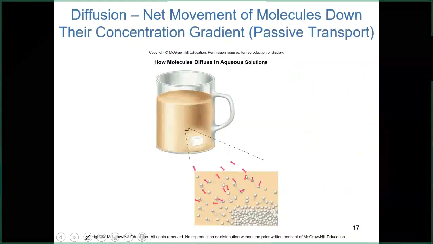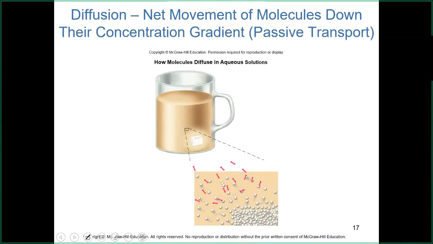So this shows how passive transport works. This is not crossing a membrane or anything like that, but it shows what's happening at the molecular level. This is a cup of tea, and they placed a lump of sugar in there. And so right at the beginning, that lump of sugar is a solid mass, but there are water molecules in the tea. And as the water molecules move around, they bump into that sugar cube, and they dislodge the molecules of the sugar. And the sugar molecules then break away from the lump, and they start moving their way out into the surroundings.